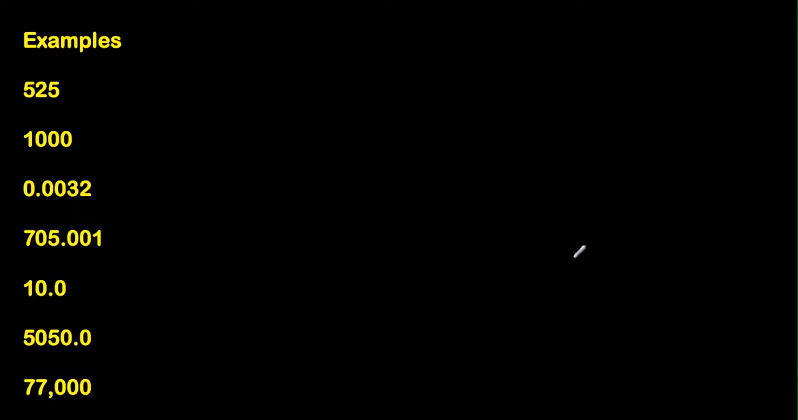So back to our examples. Right here, 525, all non-zeros, three significant figures. Very simple. Number 1000, we just talked about this on the last slide. 100, this is the only number of significance. There's no decimal, so one significant figure. The two leading zeros in 0.0032 are not significant, so this has simply two significant figures in it. 705.001 has 6 significant digits. Anytime you have zeros in between non-zeros, those are automatically significant.